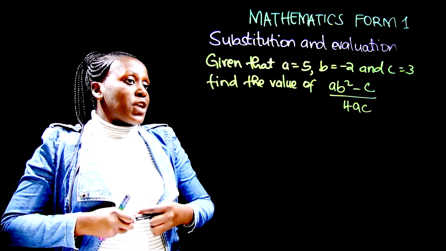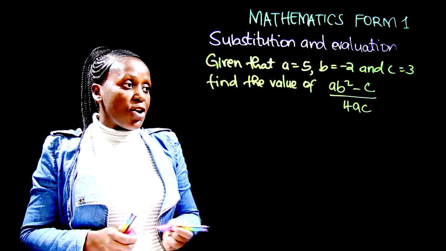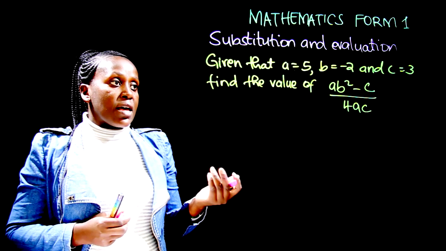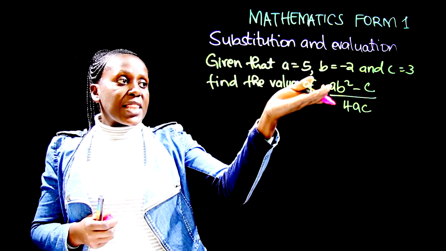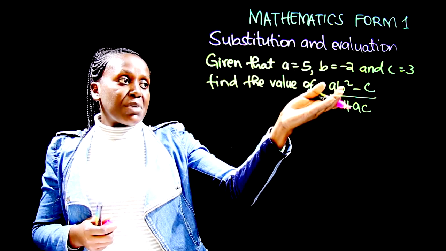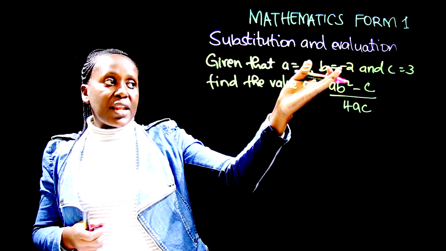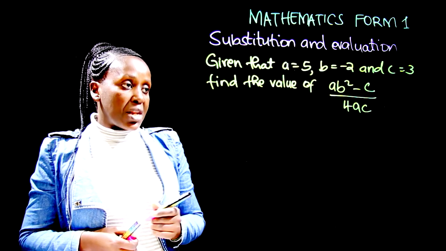So we are going to determine the value of ab squared minus c over 4ac. So we know that a is equal to 5. So where there is a, we substitute with 5. Where there is b, we substitute with -2. Where there is c, we substitute with 3.